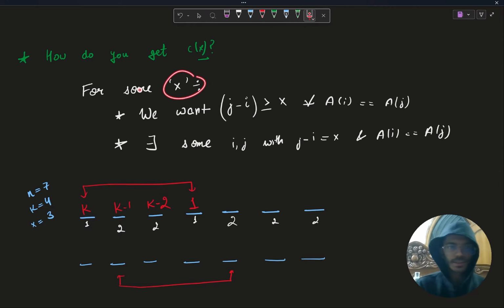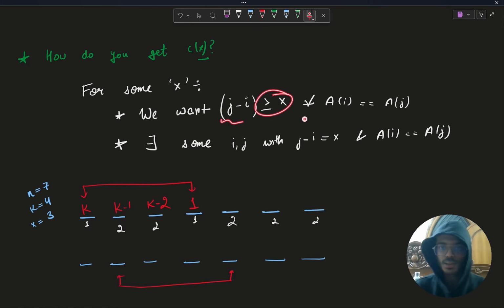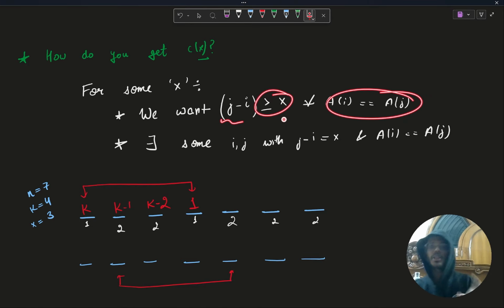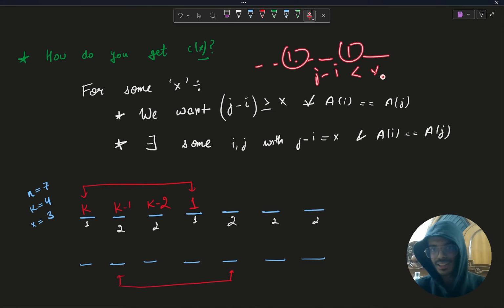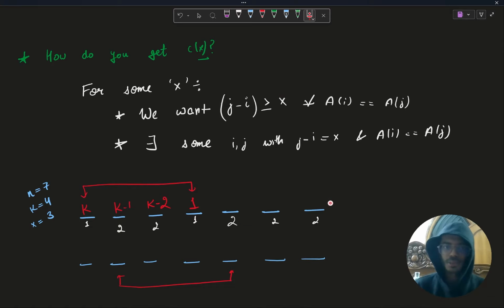So for some x, we're just trying to see what the conditions are to calculate g of x. We want the array to have j minus i greater than or equal to x for all the pairs where a of i is equal to a of j. That is the first condition, because if we have any pair, like 1 1 or any other pair, which has a distance j minus i less than x, then the whole array would also have f of A less than x. But we want it to be equal to x.